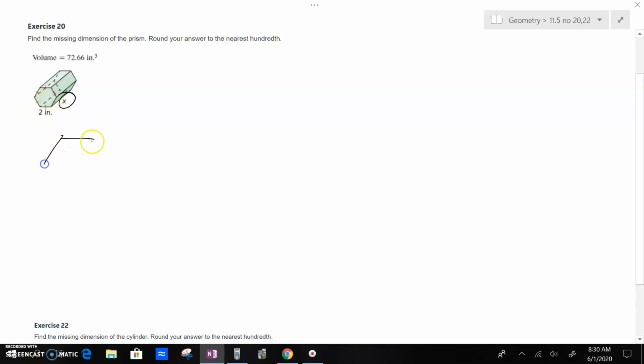I'm just going to draw a standalone picture of that hexagon. There's our 2, 2, 2, 2, 2, and 2. And the volume equation, always the same. Area of the base times height, always, no matter what the shape, area of the base times the height. Sometimes that area of the base is easier to get, but that's the equation.